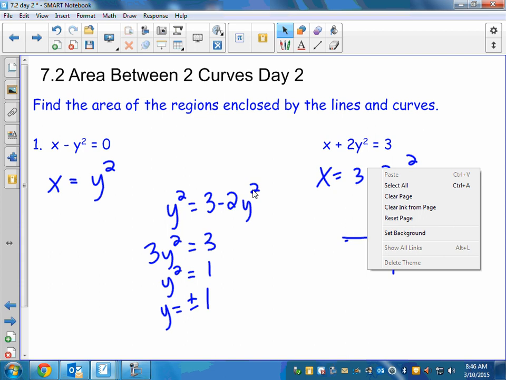So I just want to, the stress seems to be when it's in terms of y, of people knowing how to graph it. Goodness gracious.